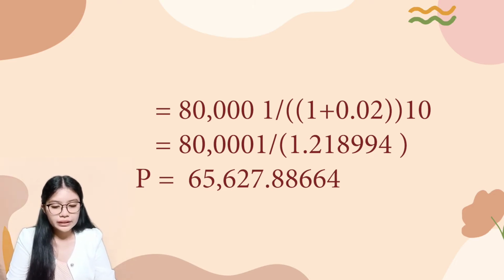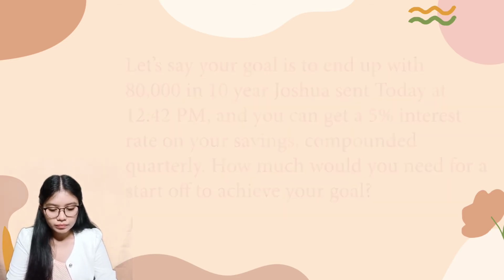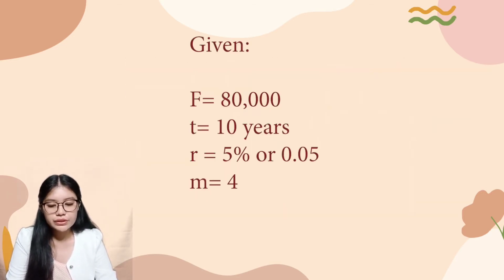Another example for the present value in compound interest is, let's say your goal is to end up with 80,000 pesos in 10 years, and you can get a 5% interest rate on your savings, compounded quarterly. How much would you need for a startup to achieve your goal? The given are 80,000 pesos for the future value, and T equals 10 years, R equals 0.05 or 5%, and M equals 4.